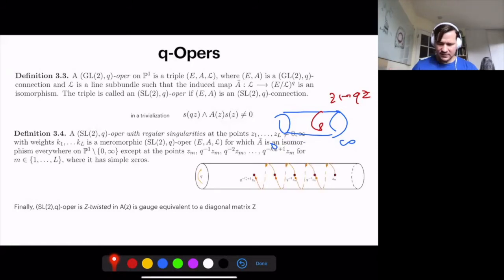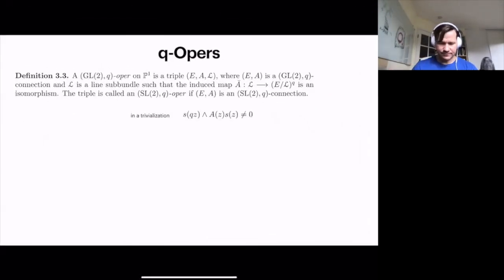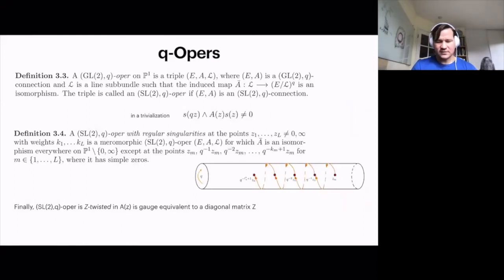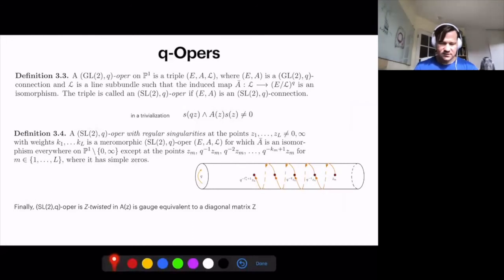Okay, now actually I have this picture here. And now we can actually allow this isomorphism to fail at some number of points. And this is where the oper singularities come in. So we say that we have an SL2 q-oper with regular singularities at z1 through z sub L, assuming that none of those points is 0 or infinity, with weights. So there's also data: we can associate an integer weight to every singularity. Then we say that this is a meromorphic q-oper for which this map, A bar, is an isomorphism everywhere except those points.